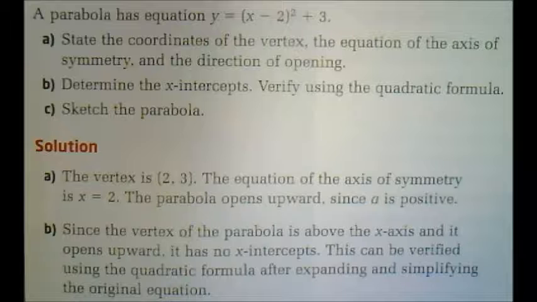And we are going to state the coordinates of the vertex, which we can get easily because it's already in vertex form, the equation of the axis of symmetry, and the direction of opening. And all of these things we can get without doing any calculations. After that we'll look at B. We're going to determine the x-intercepts, and we're going to verify using the quadratic formula, and then we will sketch the parabola.